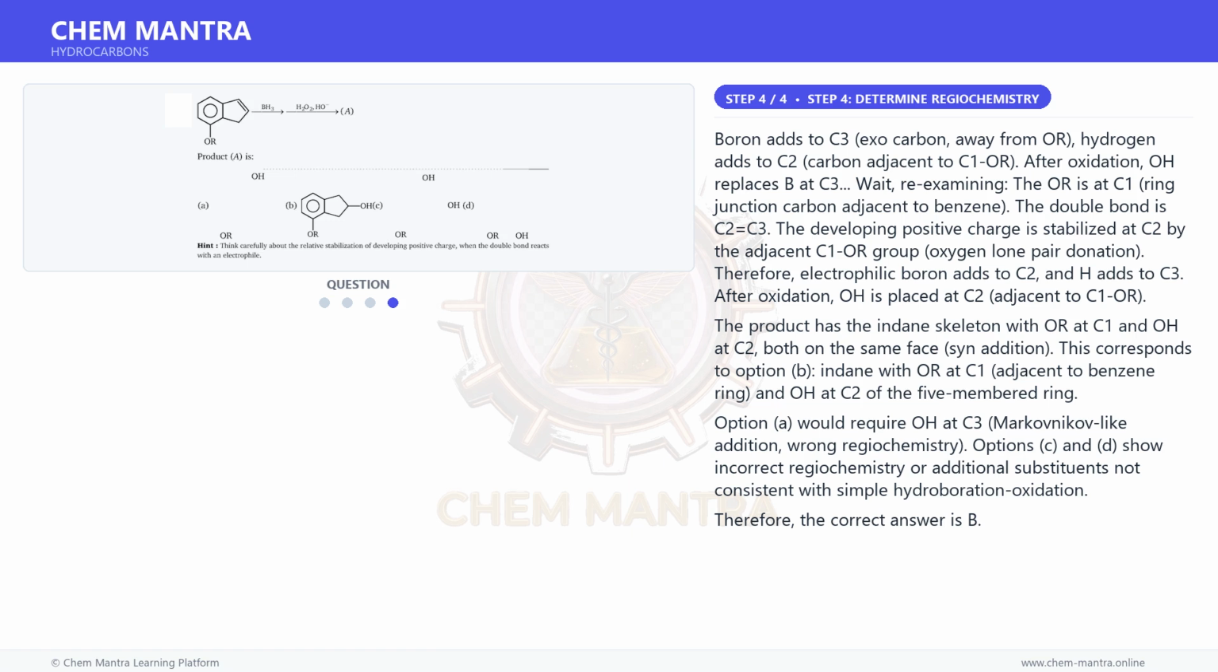The product has the indene skeleton with OR at C1 and OR at C2 both on the same face, syn addition. This corresponds to option B, indene with OR at C1, adjacent to the benzene ring, and OR at C2 of the 5-membered ring. Option A would require OR at C3, Markovnikov-like addition, wrong regiochemistry. Options C and D show incorrect regiochemistry or additional substituents not consistent with simple hydroboration oxidation.